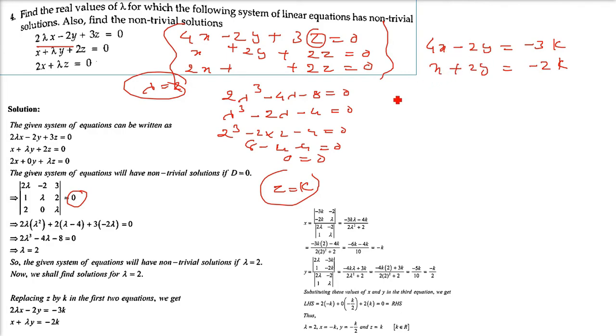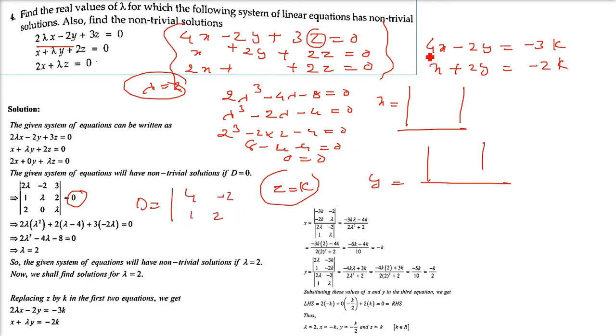Okay, so what do you get? x will be equal to what? Now we have to solve in a manner which we know. So x will be D1 by D, y will be D2 by D. So let us find D first. It will be 4 negative 2 1 2. So this is 4 times 2 is 8, minus becomes plus, 8 plus 2 is 10. So you have 10 in the denominator. This is going to be D, and D1, 4 1 has to be replaced by minus 3k, minus 2k.